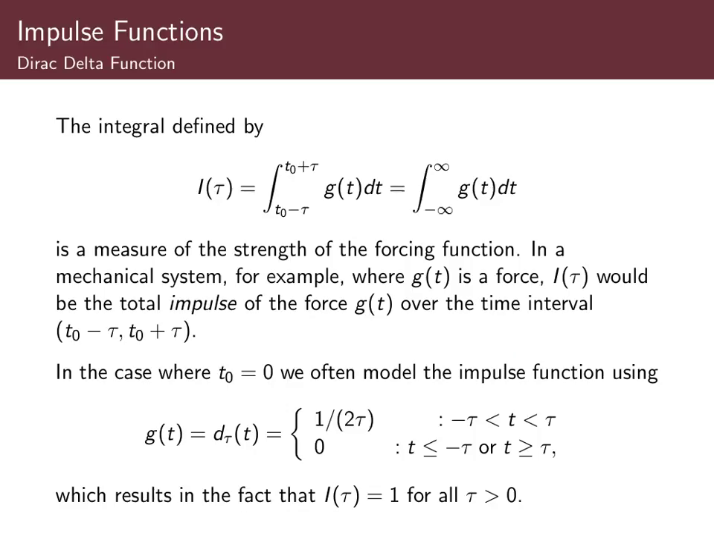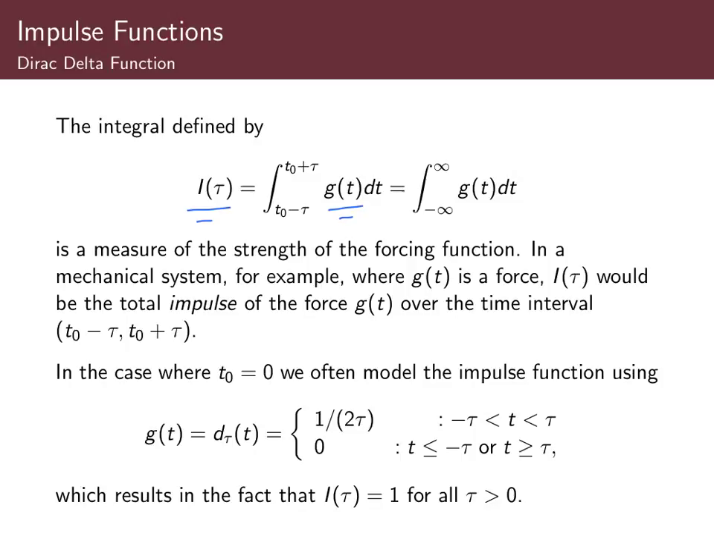First, we're going to look at the integral of these forcing functions. We'll call that I of tau, which is just the integral of g in that interval, t naught minus tau to t naught plus tau. It's a measure of the strength of the forcing function, adding up the entire impulse there.